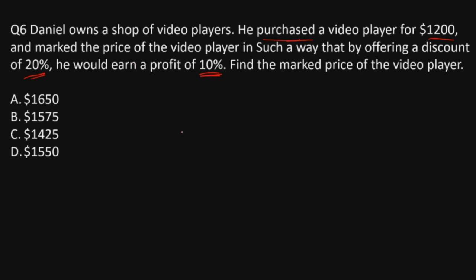It's simple, we can make an equation. Let's see what he gets first. 1200 into 10% is his profit, so 10 into 1200 upon 100. This is his profit and this is the price he purchased. So he gets 120 plus 1200, that is 1320.